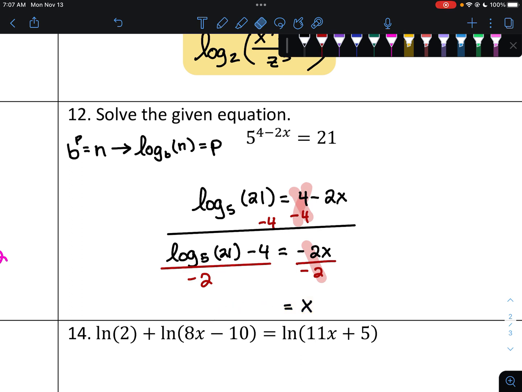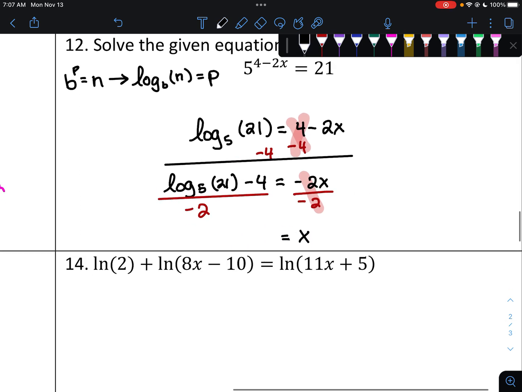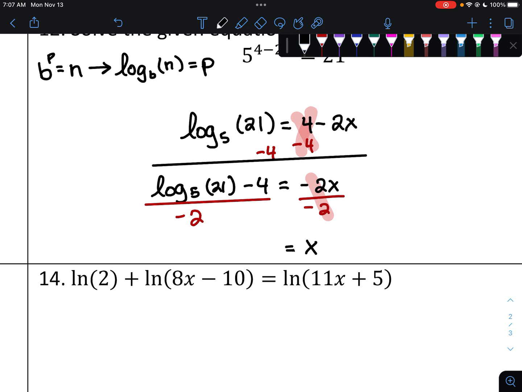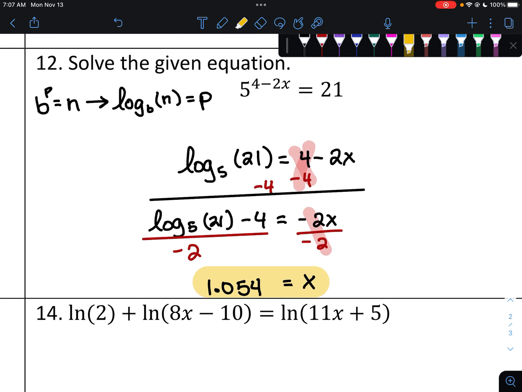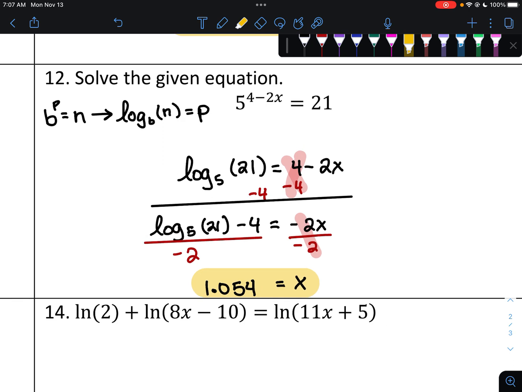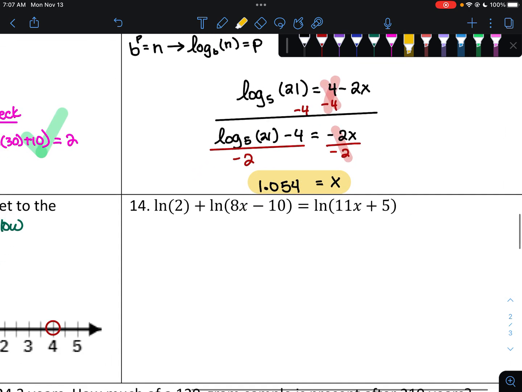I know you're probably freaking out in that video or while you're watching this. So it should be 1.054. So hopefully that's what you got when you did that. Okay, so when you plug it back in, it should work now, because what I wrote originally did not work. Okay, so make sure you fix that on number 12.